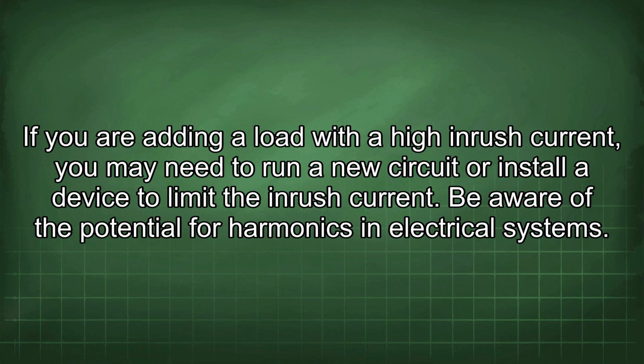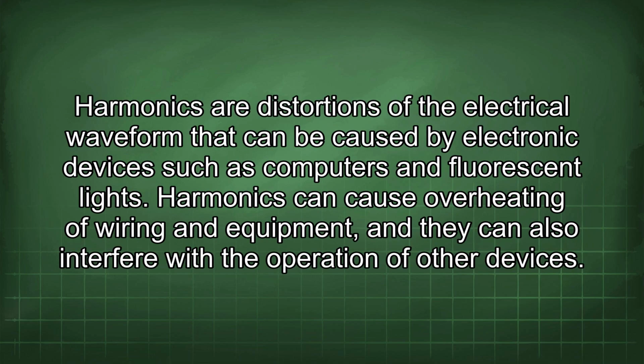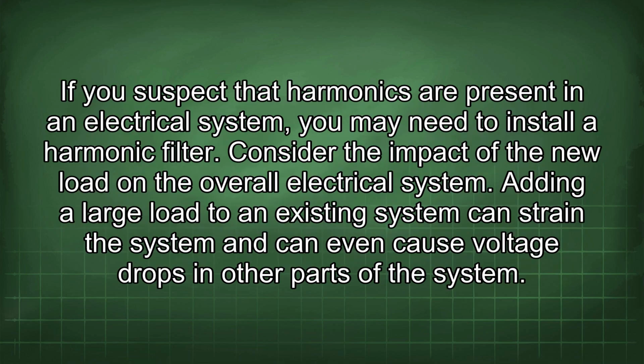Be aware of the potential for harmonics in electrical systems. Harmonics are distortions of the electrical waveform that can be caused by electronic devices such as computers and fluorescent lights. Harmonics can cause overheating of wiring and equipment, and they can also interfere with the operation of other devices. If you suspect that harmonics are present in an electrical system, you may need to install a harmonic filter.